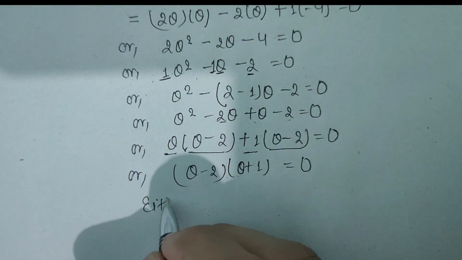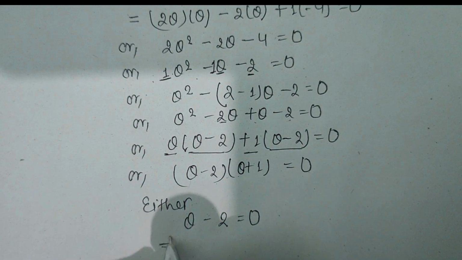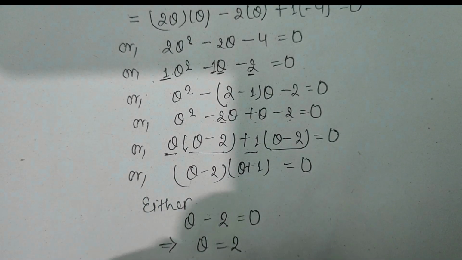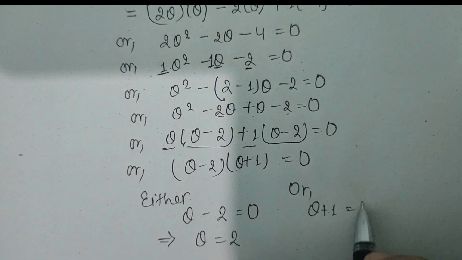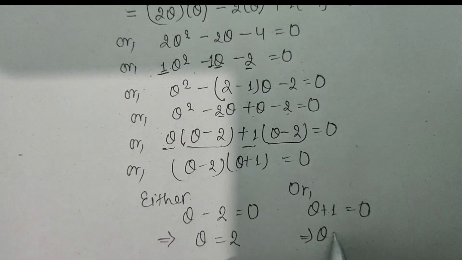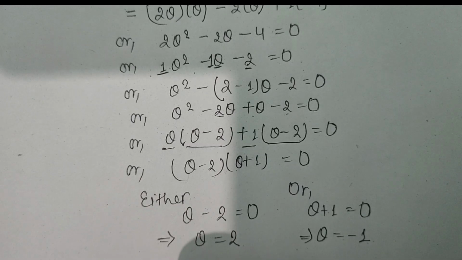Now either theta minus 2 is equal to 0, which implies theta is equal to 2, or theta plus 1 is equal to 0, which implies theta is equal to minus 1. Therefore our solution would be theta is equal to 2 comma minus 1.